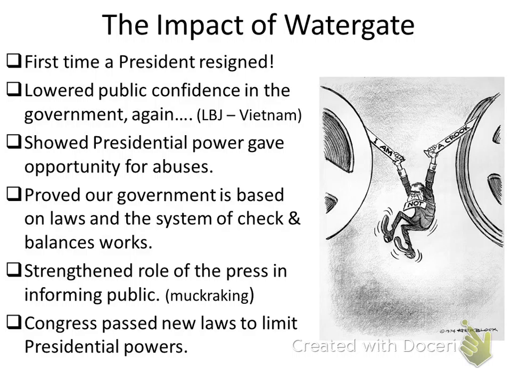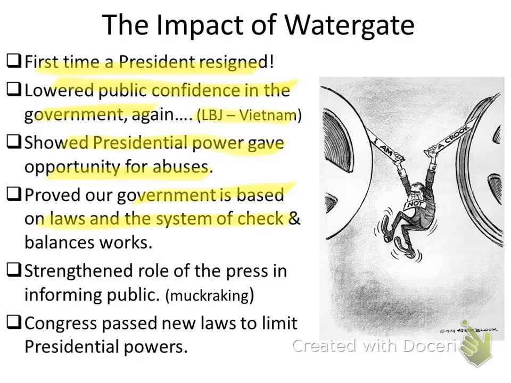The impact of Watergate. And this is our last one. First time a president's ever resigned, the only time a president has resigned. It continued to lower the confidence of the United States government. Again, thanks to the credibility gap created by LBJ in Vietnam. This undermined America's belief in our government even more. It showed presidential power could create opportunities for abuse.